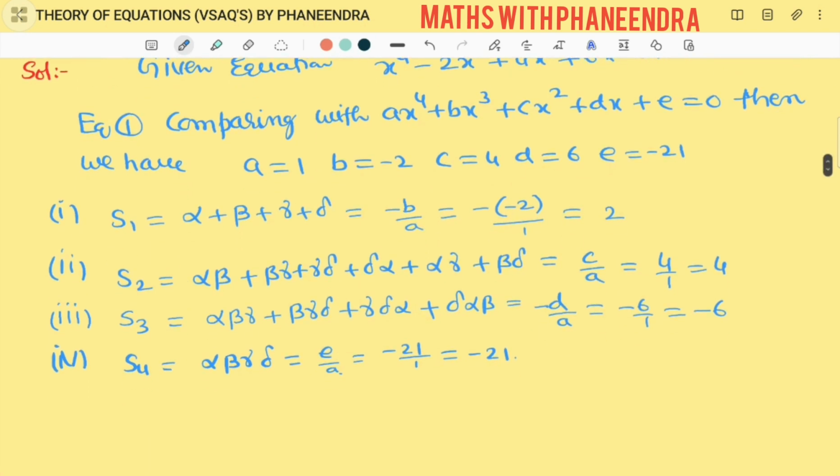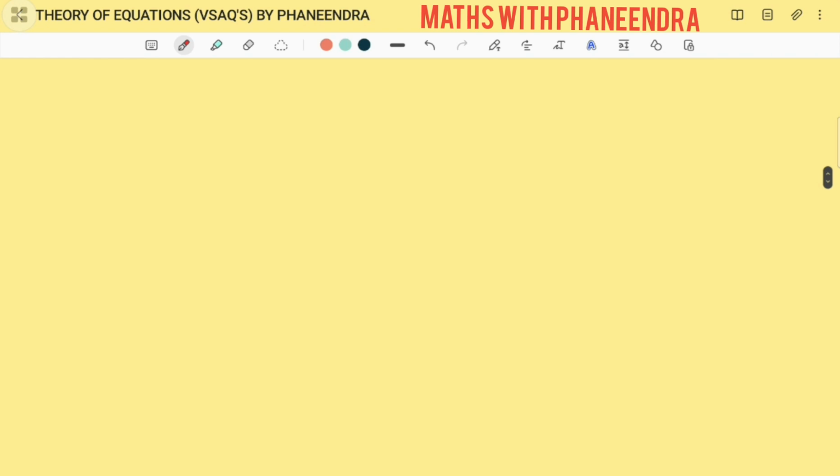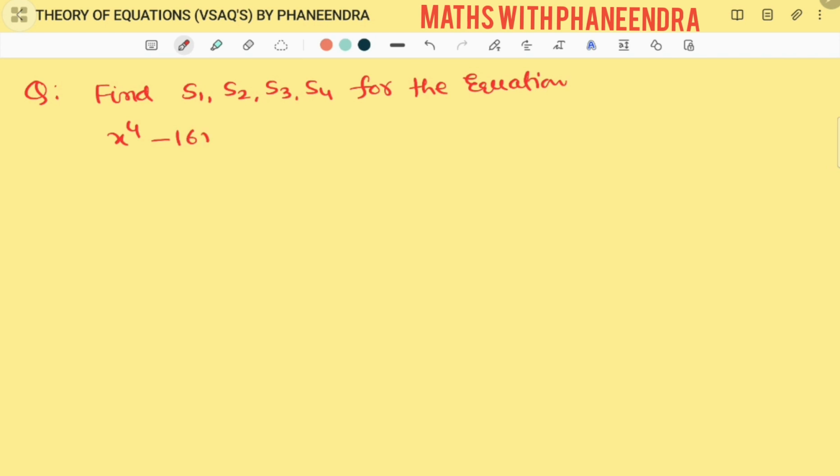So now we will discuss some examples regarding this, which they asked in previous public examinations. Find S1, S2, S3, S4 for the equation x power 4 minus 16x cube plus 86x square minus 176x plus 105 is equal to 0.